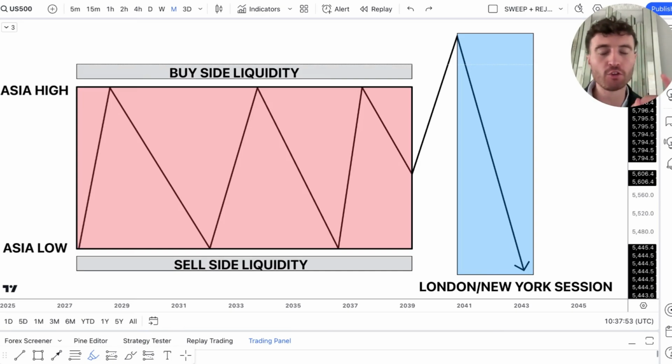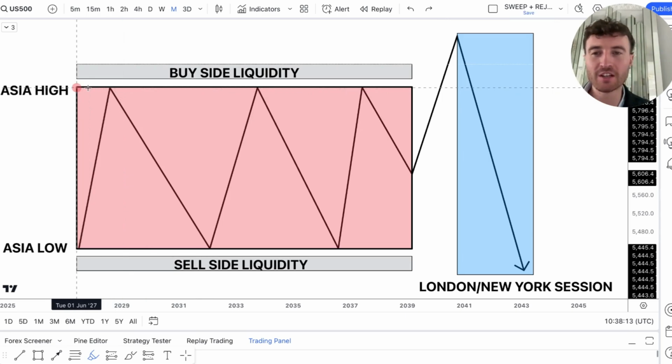You see, a lot of other creators and even ICT himself not only overcomplicate this extremely important concept, they actually don't give a specific framework on exactly what you need to see in order to participate within the markets. So let's just break this down so it's very, very simple.